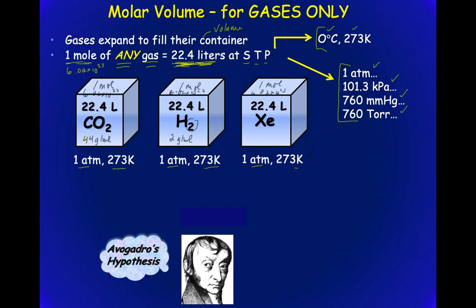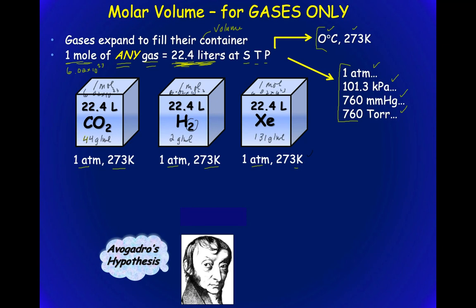Don't forget the 2 here. Okay. And xenon is 131. So xenon is 131 grams per mole. All right. So notice that everything is the same here except the masses.